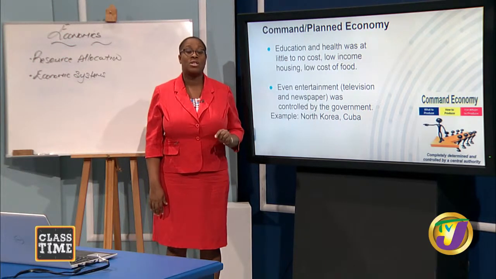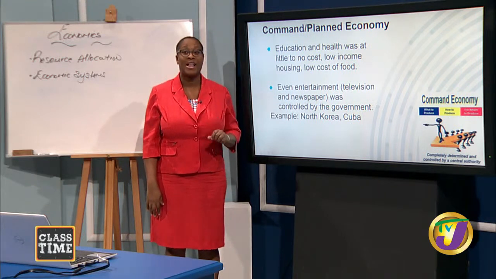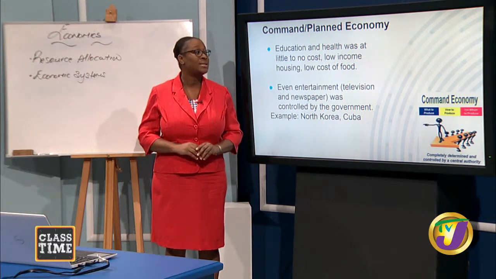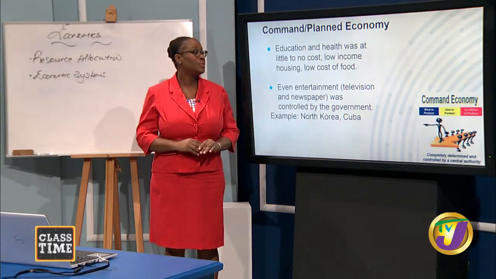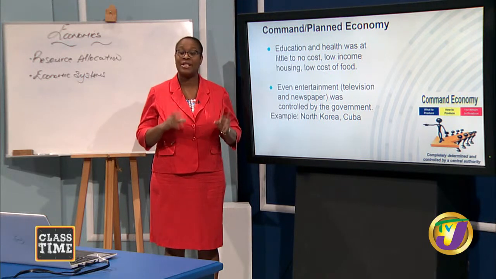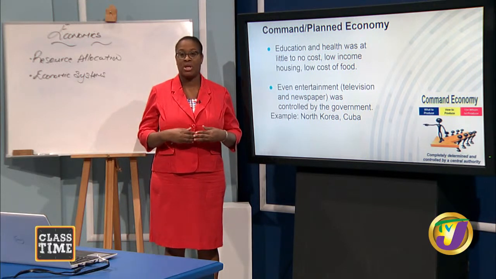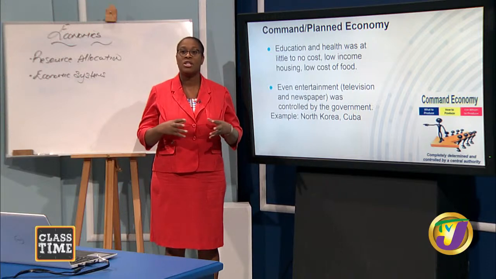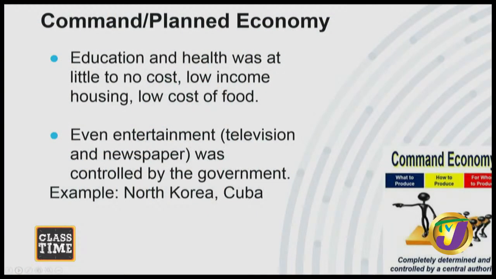Under this system, we also find that education and health is at little to no cost, low income housing is provided, and there's a low cost of food. Because as I said to you before, this is a situation where they need everyone to be on the same page in terms of equity. And what we find also is that entertainment, television, and newspaper was controlled by the government. All right? The examples are there, North Korea and Cuba.